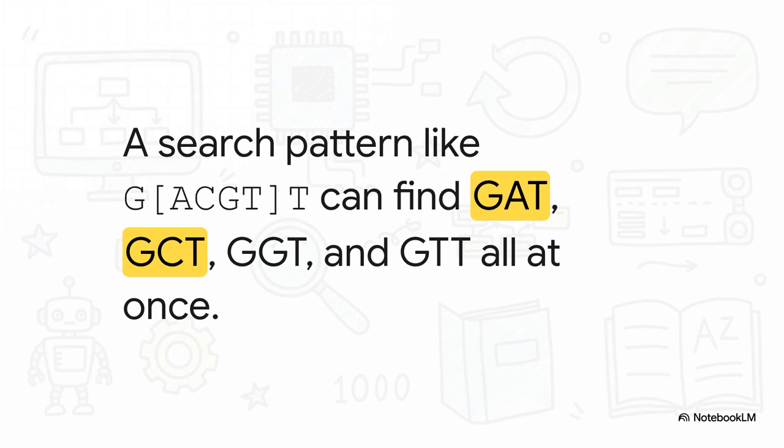And here's a little taste of what one looks like. I know, it might look like a typo or some secret code, but it's actually a really elegant search pattern. All those square brackets mean is match any one of the characters inside me. So, with that one little expression, we can find GAT, GCT, GGT, and GTT all at the same time. It's like putting your search on steroids, for real.